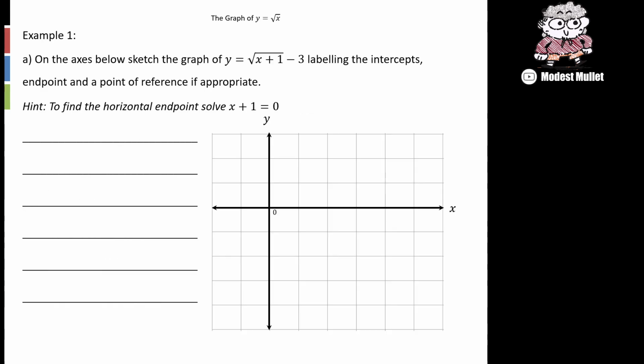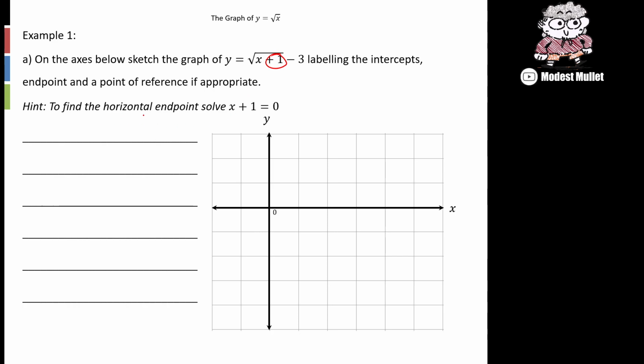On the axis below, sketch the graph of y equals square root of (x plus 1) minus 3, labeling intercepts, endpoint, and point of reference if appropriate. So let's jump into it. To find the horizontal endpoint, we solve what's in the square root equaling 0. Or you also are recognizing that right there is the h value.